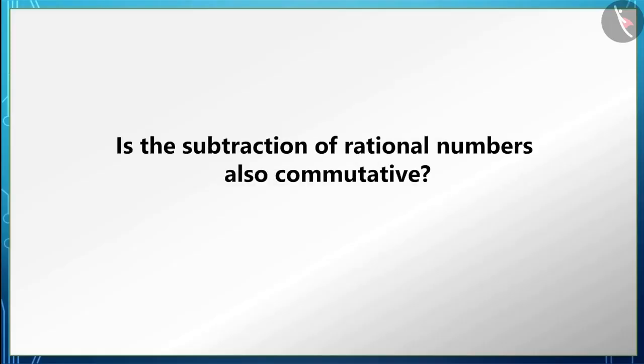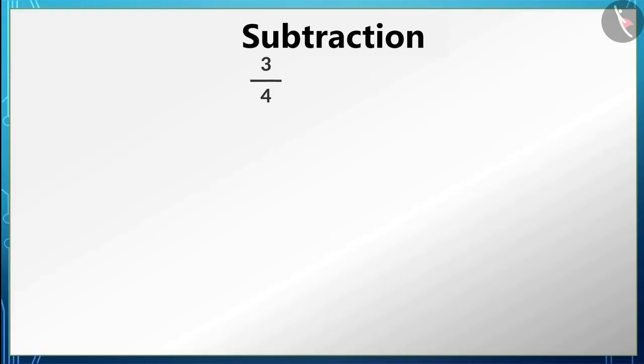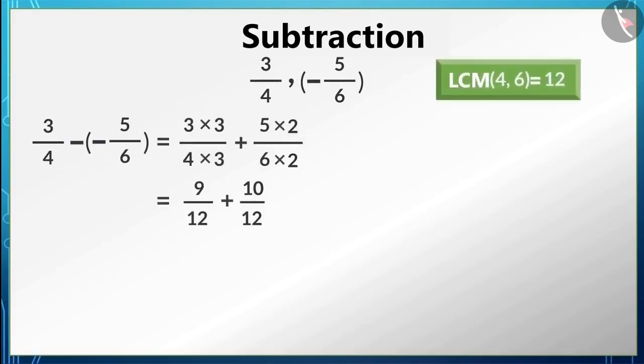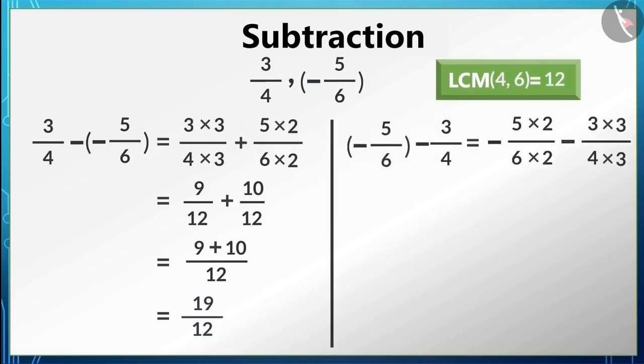Children, but is the subtraction of rational numbers also commutative? First, let's take two rational numbers, such as 3 by 4 and minus 5 by 6. Now first subtract minus 5 by 6 from 3 by 4, which we will do in this way. Next, change the order of the numbers and subtract 3 by 4 from minus 5 by 6 and state the answer.